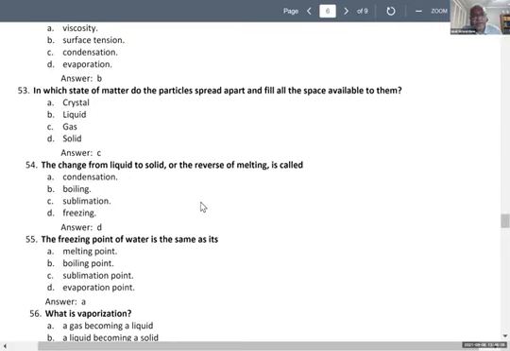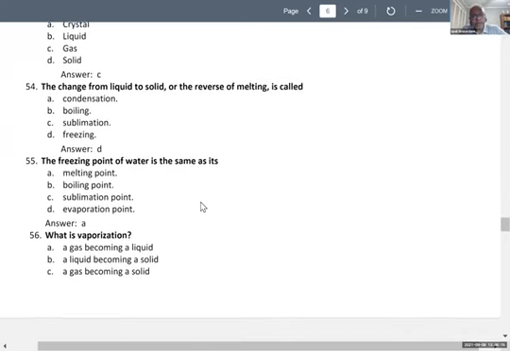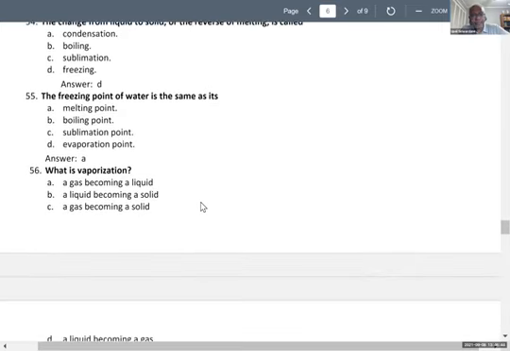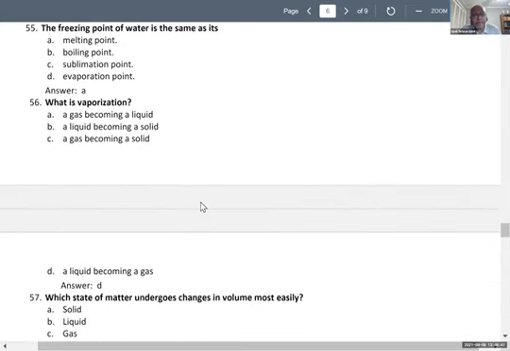In which state of matter do the particles spread apart and fill the space available? That's the gas phase. The change from liquid to solid, the reverse of melting, is called freezing. Melting is solid to liquid. Liquid to solid is freezing. Answer is D. So each physical change, melting and freezing, has an opposite. So we're going to check into other similarities.